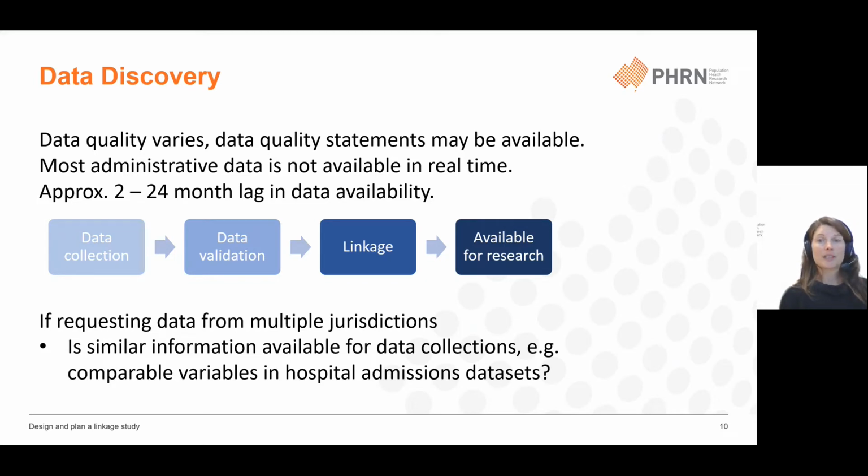Most administrative data, it's important to note, is not available in real time for research purposes. There's often a lag between the data collection, linkage, and data availability for analysis. In some cases, the lag can be up to 24 months, and sometimes a lot less than that, depending on the data collection in question. It's just important to take this into consideration in your study design. And if requesting data from multiple jurisdictions, check whether the same variables and level of information is available in all jurisdictions. For example, will full date of hospital admission be available from all jurisdictions?